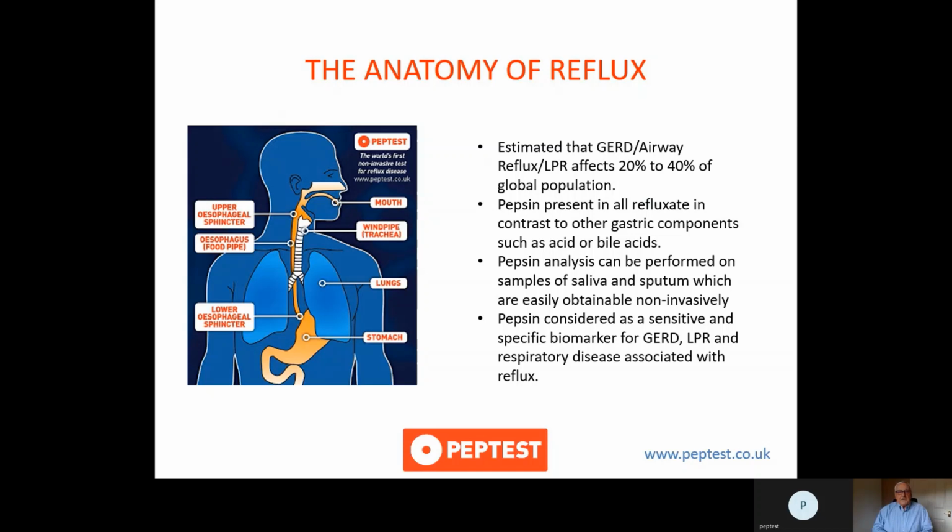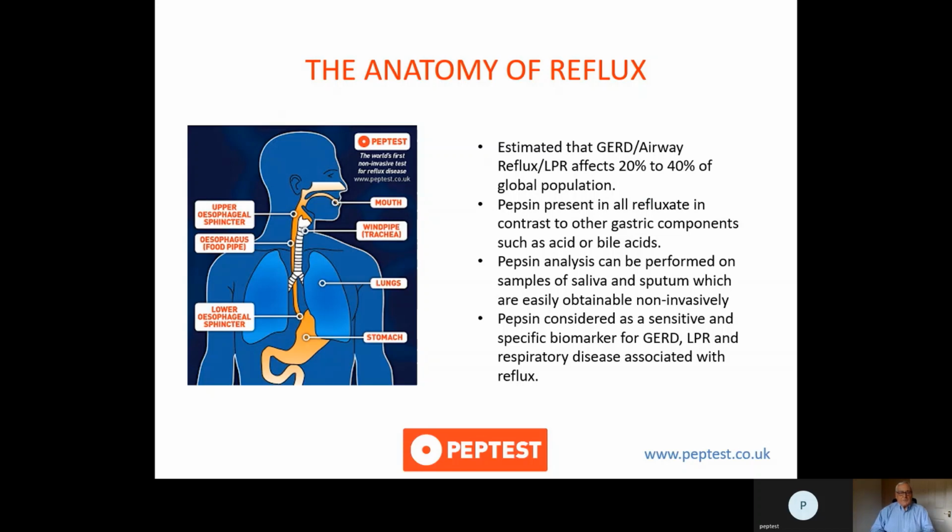So this first slide really is quite a general slide. We're talking about reflux from the stomach, up the esophagus, into the airways, into the mouth, into the throat, etc. And it's estimated that GERD and airway reflux affects about 20 to 40% of the global population.